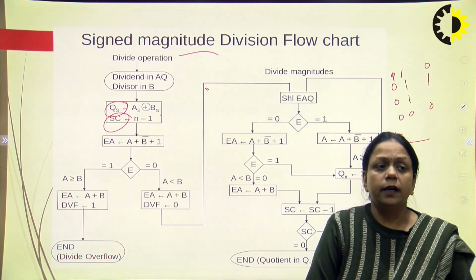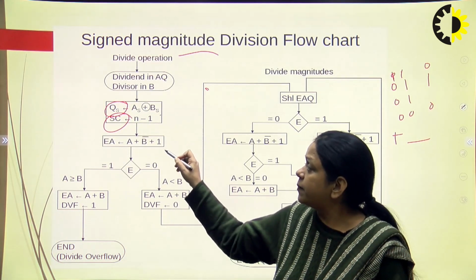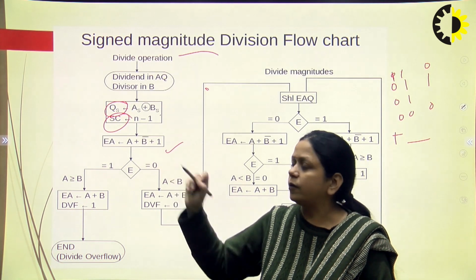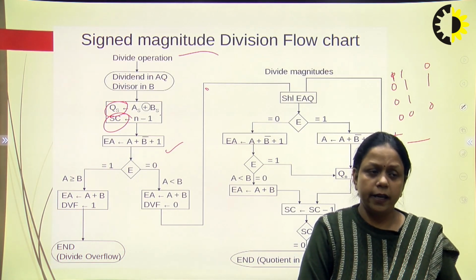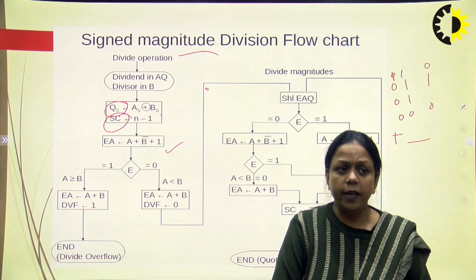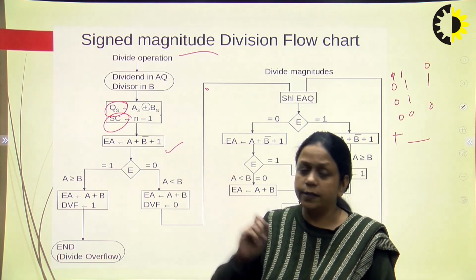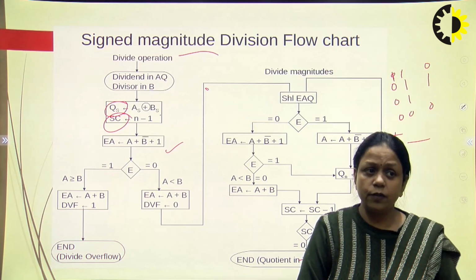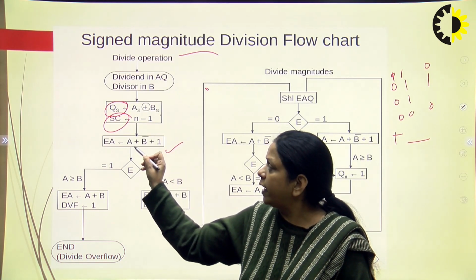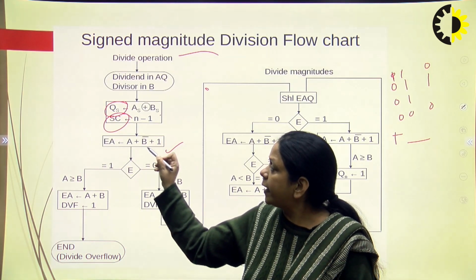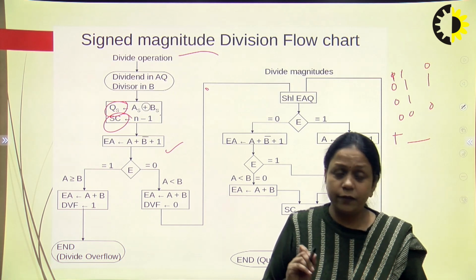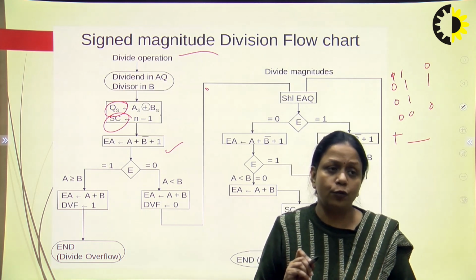Okay. Next is the step: A plus B bar plus 1. EA is equal to... E is the carry, A is the register which stores the dividend, and B is the register which stores the divisor. So firstly we will use the higher order bits of A and subtract the value of B from A, so that we can find out the overflow case.